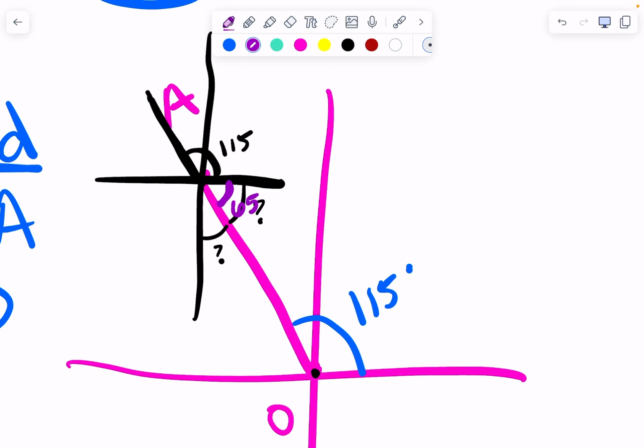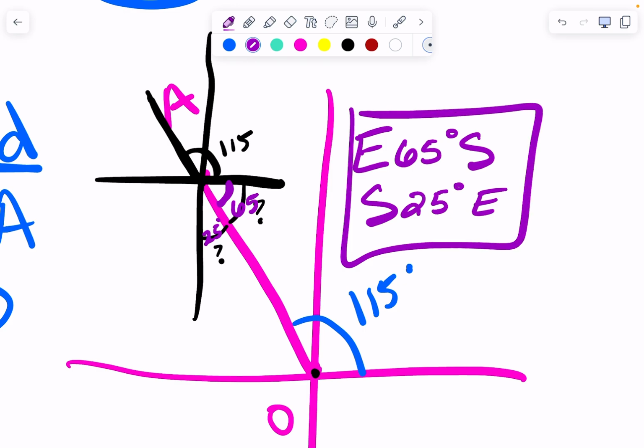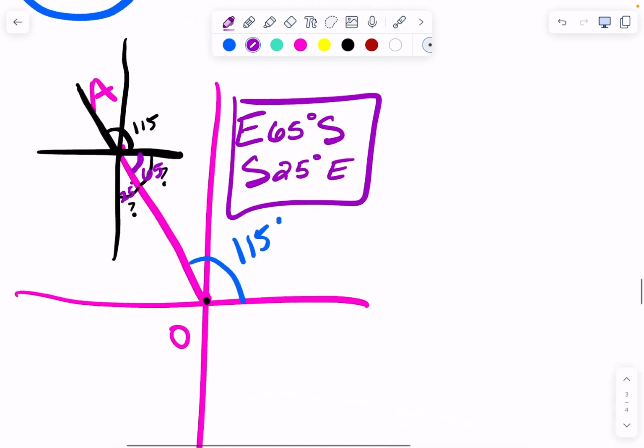65, okay, so that angle is 65. 65 what? Degrees. 65 degrees, what of what? South of east. So it would be east 65 south. That's one answer. Otherwise, this guy would be, what is this, 25 degrees. So you could say 25 degrees east of south. That would work as well. So either one of those answers would be sufficient. Okay, that is 38 part D for the bearing.